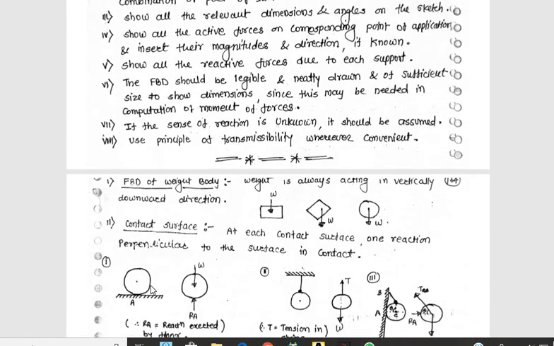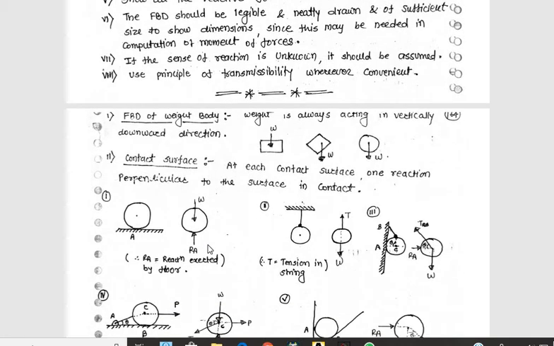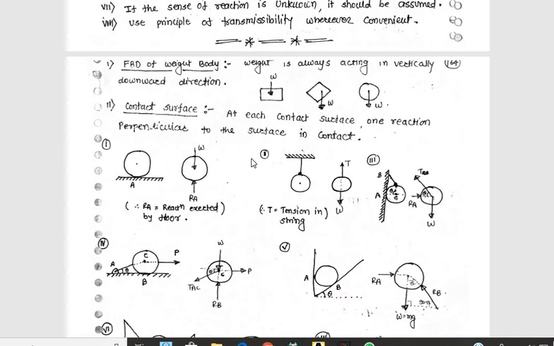Now a few examples have been shown to describe the concept of the free body diagram. Observe this figure carefully so that you get a very good idea for understanding free body diagrams. First, see the free body diagram of a weighted body. Weight always acts vertically downward. This is a circular block, and irrespective of its area, its weight is W, acting in the vertically downward direction. So the body weight you have to show like this on the free body diagram.